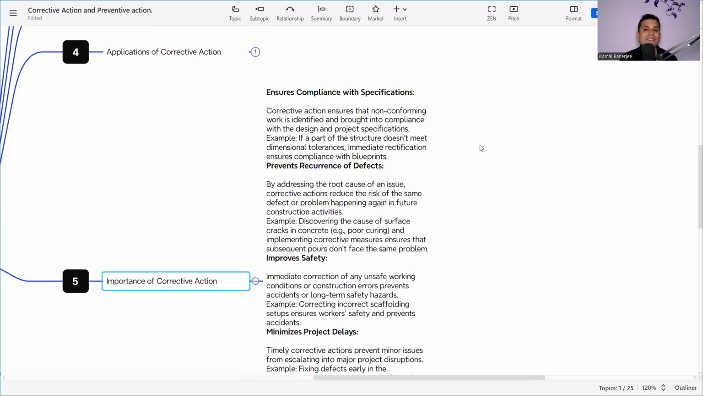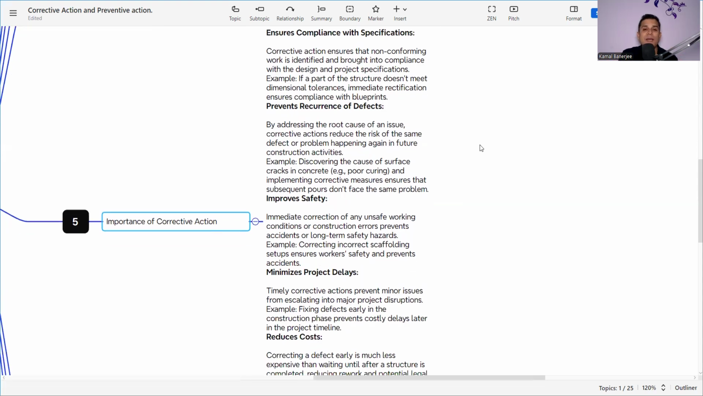How? Corrective actions ensure that non-conforming work is identified and brought into compliance with the design and project specification. If a part of the structure doesn't meet dimensional tolerance, immediate rectification is required. So in this way it is important. Then it prevents recurrence of the defect, which I already discussed: if a crack is generating or there is any problem, we can find out the root cause and do the corrective action, and the same can be applied for the next activities.